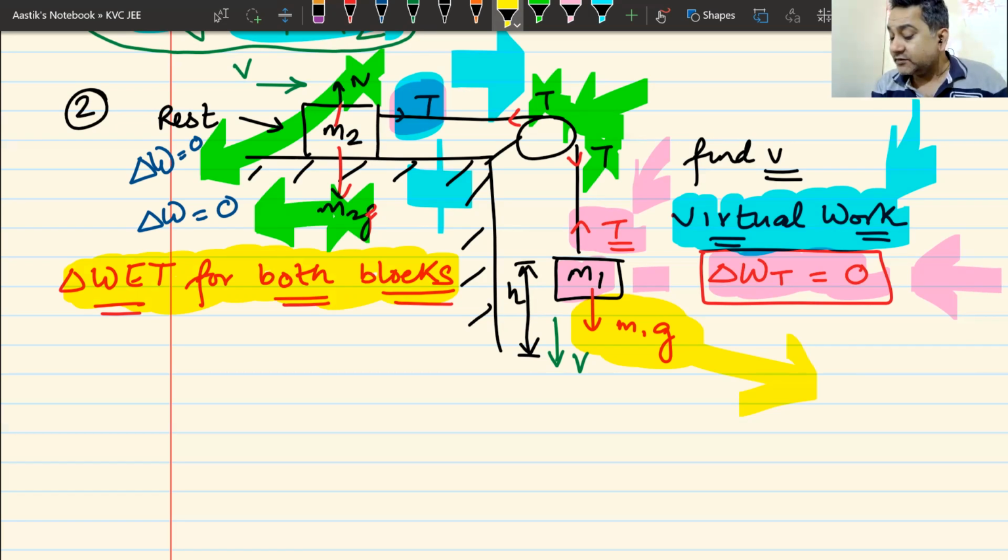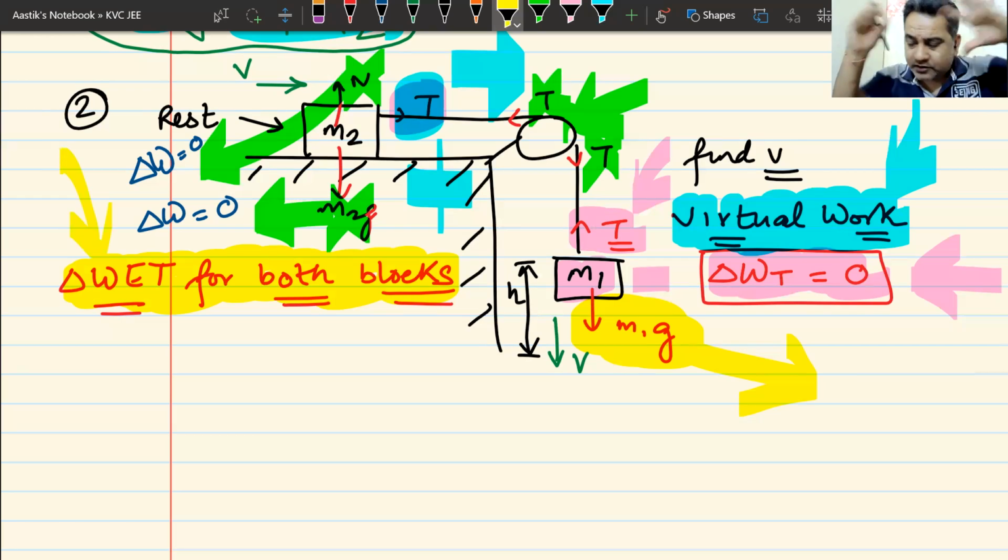So we can solve this question by the work energy theorem applied on block m1 or applied on block m2. But if I do it by m1 and m2 separately, the work done by tension will not be 0, because separately on m1 and m2, tension is doing work. But if I combine m1 and m2, the work done by tension would be 0. Do we understand this? Therefore, the only way you can solve this problem with the work energy theorem is by applying it to the entire system. Entire system means the entire system of block m1 and block m2.